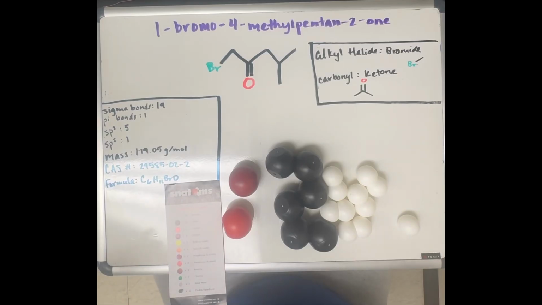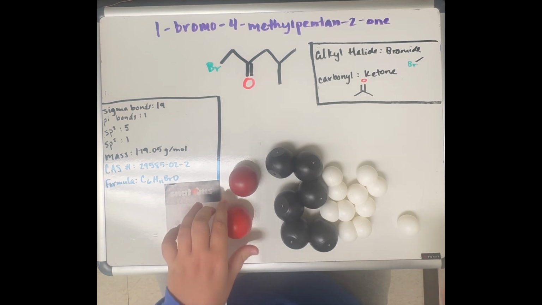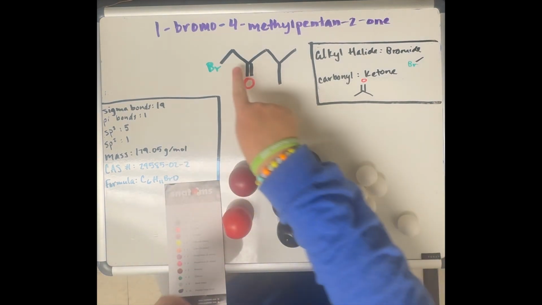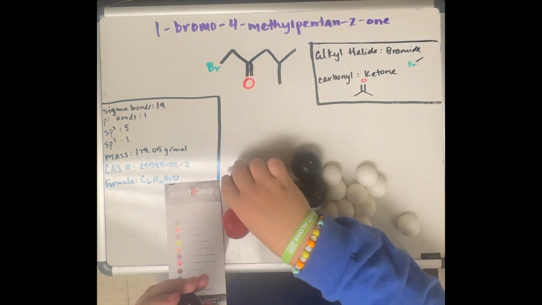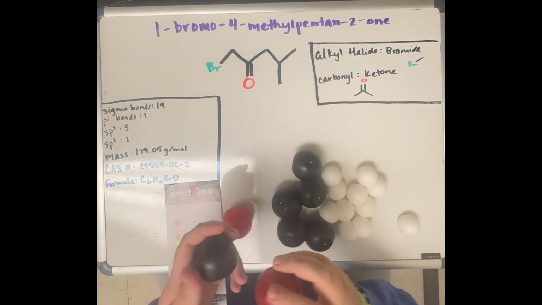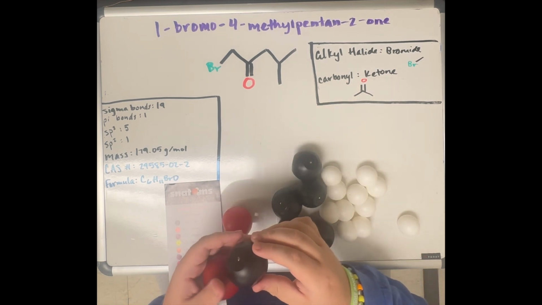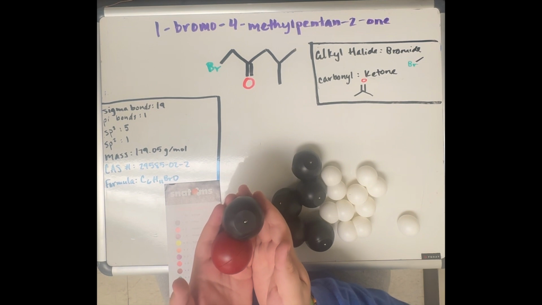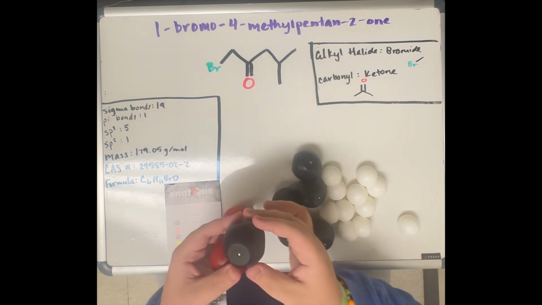Okay, so we're going to be building our 1-bromo-4-methyl-pentanone. We're going to start with our first carbon that's right here, and I'm going to attach a bromine, which is this darkish red color. This is going to be our alkyl halide, which is our alkyl bromide.